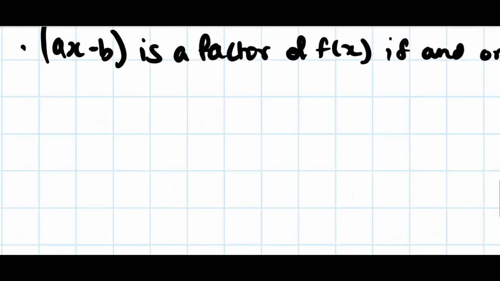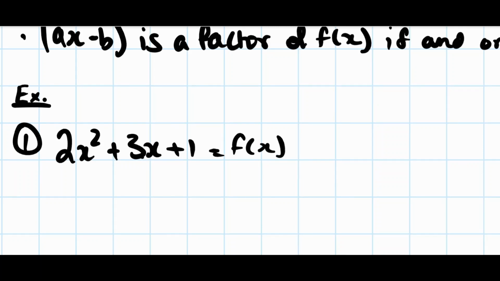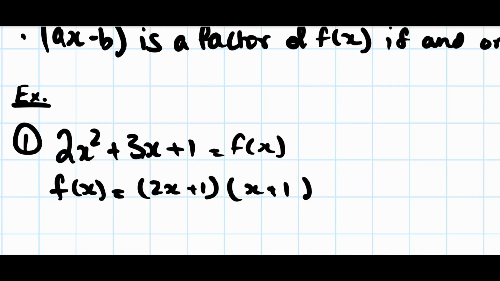This is more of a simple one. You might not get this a lot, but this is just to help you. So number one, we will have a function which is 2x squared plus 3x plus 1. Oh, I was meant to write 3 on there. There we go, let's change it. So that'll be our f of x. And so of course we need to factorize this. So this will be equal to 2x plus 1 times x plus 1.